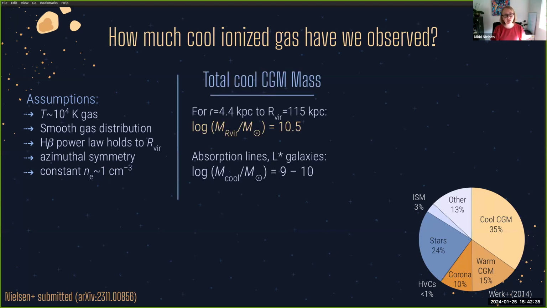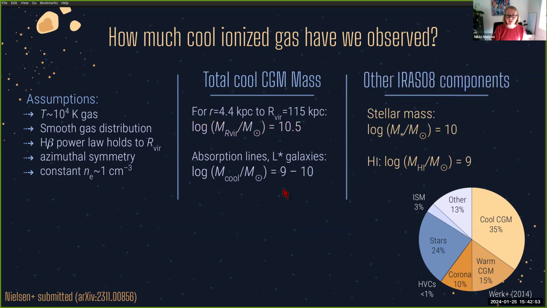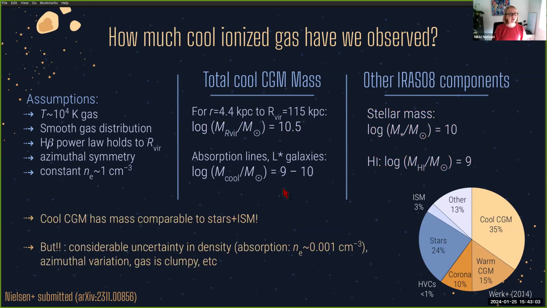So given all these assumptions, we measure a total CGM mass of 10^10.5 solar masses, which is actually comparable to what is estimated from absorption lines in L-star galaxies. So how does this compare to the other components of RSO-8? We know that it has a stellar mass of 10^10 solar masses, and its H1 mass is 10^9 solar masses. So it seems that the cool CGM in this galaxy has a mass that's comparable to the stars in the ISM, which kind of works out with the baryon budget there.